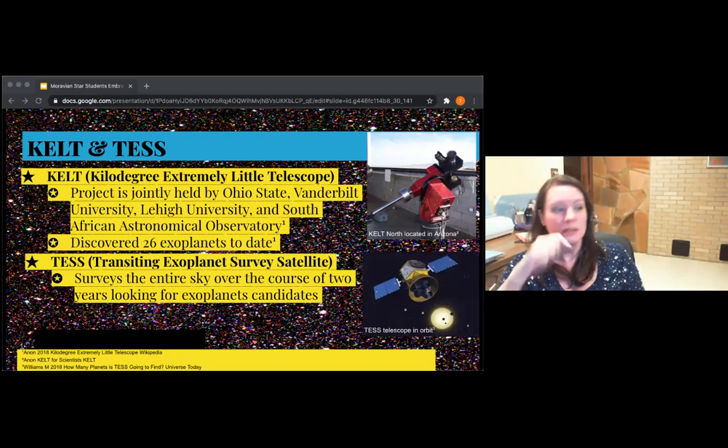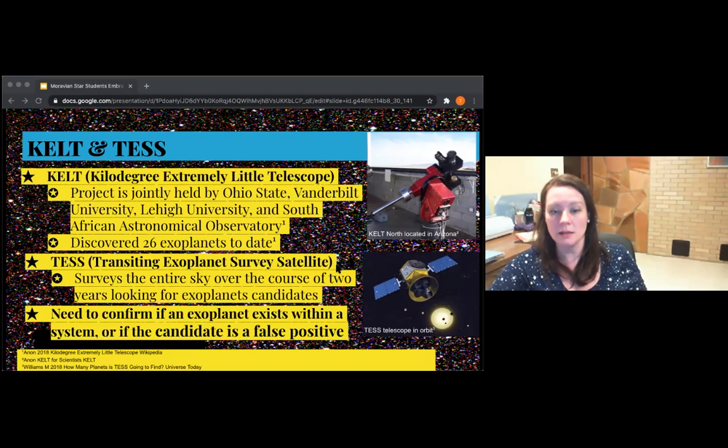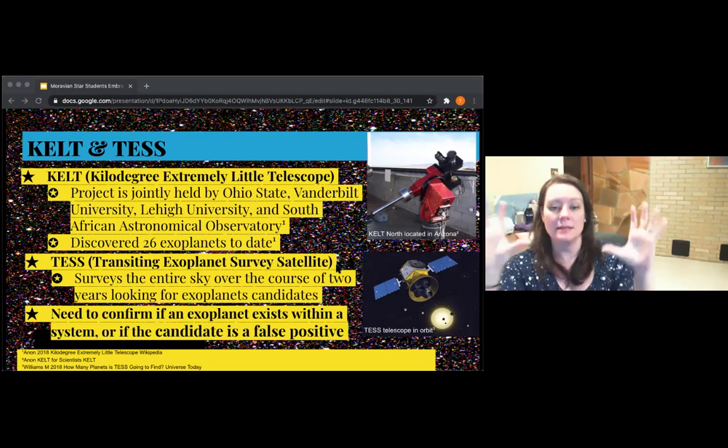TESS is another system that was set up by NASA. It's the Transiting Exoplanet Survey Satellite. And the goal for this program was to survey the entire sky over the course of 2 years, looking for exoplanet candidates. And so this idea of exoplanet candidates is really where we came into play with this research. These telescopes are basically taking pictures of the sky, and they might find variable stars, but they're not going to do the really intensive photometry that's necessary in order to verify that it's actually an exoplanet system.